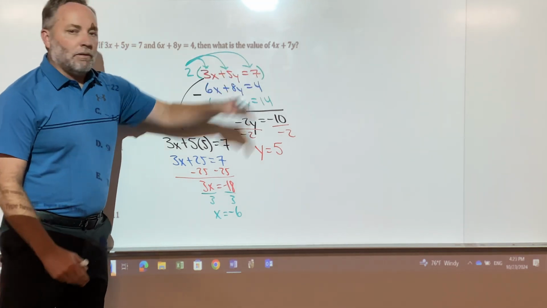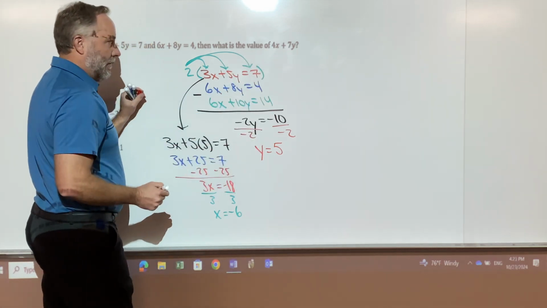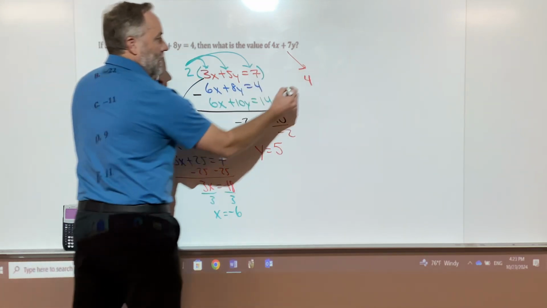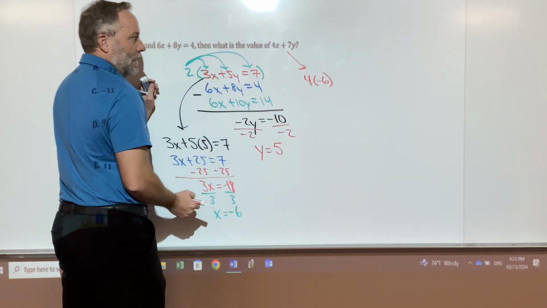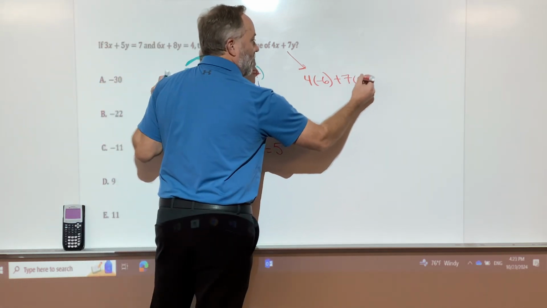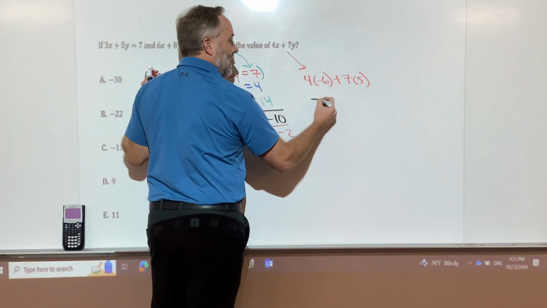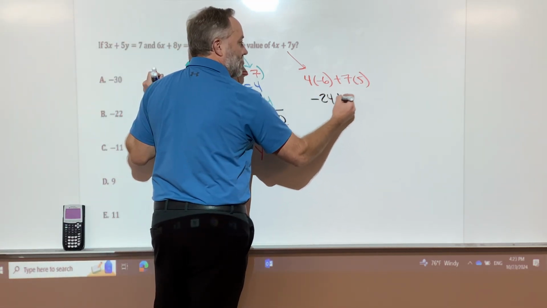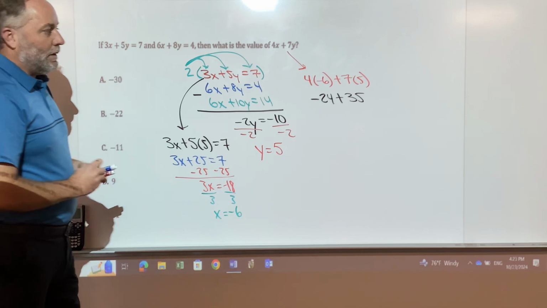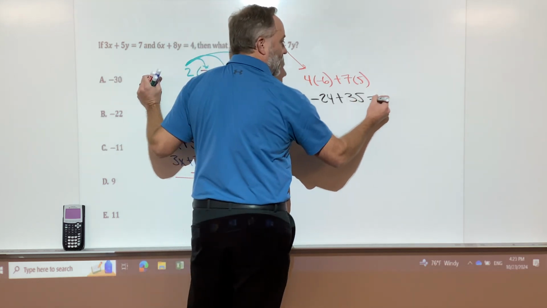The question says, then what is the value of 4x plus 7y? So let's just replace x and y with what we found them to equal. This would be 4 times x, but x is negative 6. So 4 times negative 6 plus 7 times y, but y we found to be 5. And now we just need to figure out what that equals. 4 times negative 6 is negative 24. And 7 times 5 is 35. And so we're left with negative 24 plus 35, and if we do that, we get 11.